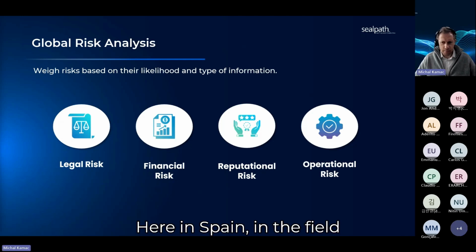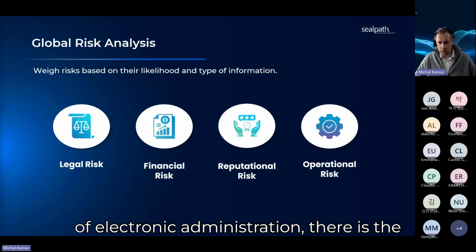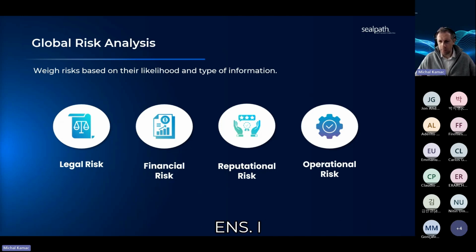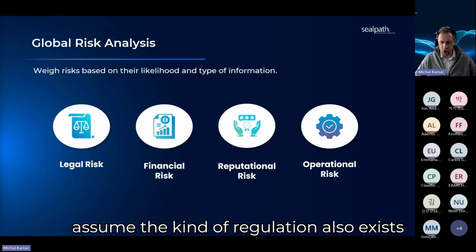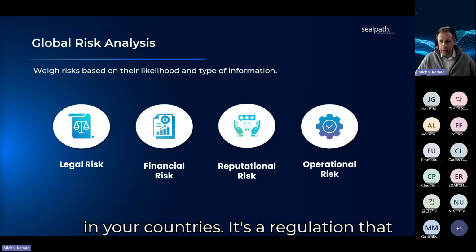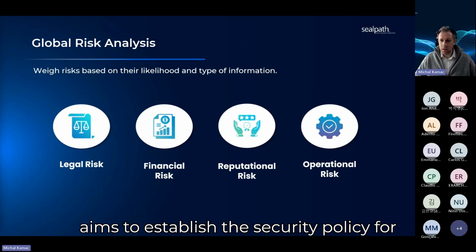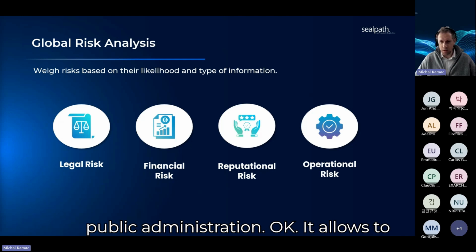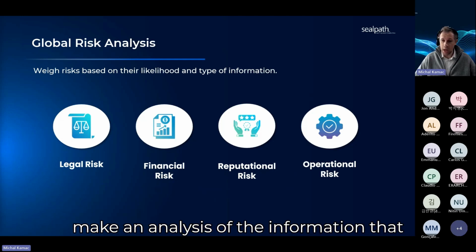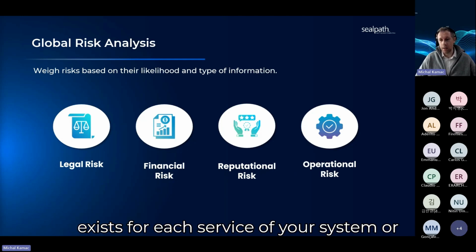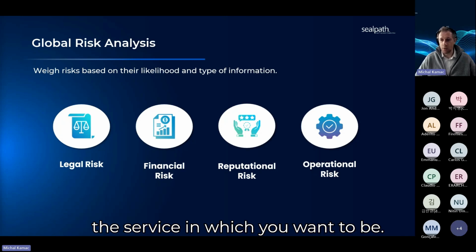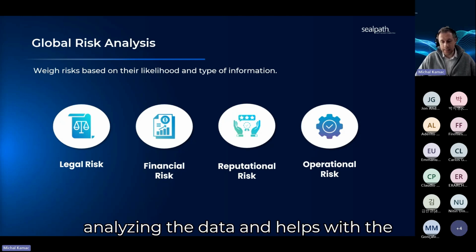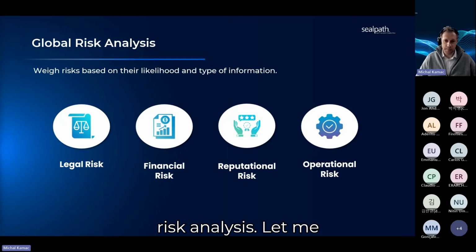Here in Spain, in the field of electronic administration, there is the National Security Scheme, short ENS. I assume this kind of regulation also exists in your countries. It's a regulation that aims to establish the security policy for the use of electronic media related to public administration. Okay, it allows you to make an analysis of the information that exists for each service of your system or the service in which you want to be certified. So this is a good way of analyzing the data and helps with the risk analysis.